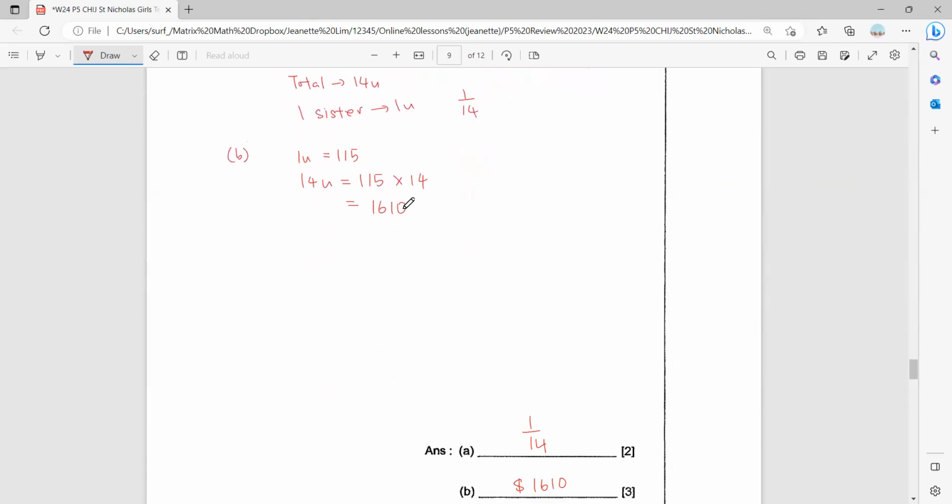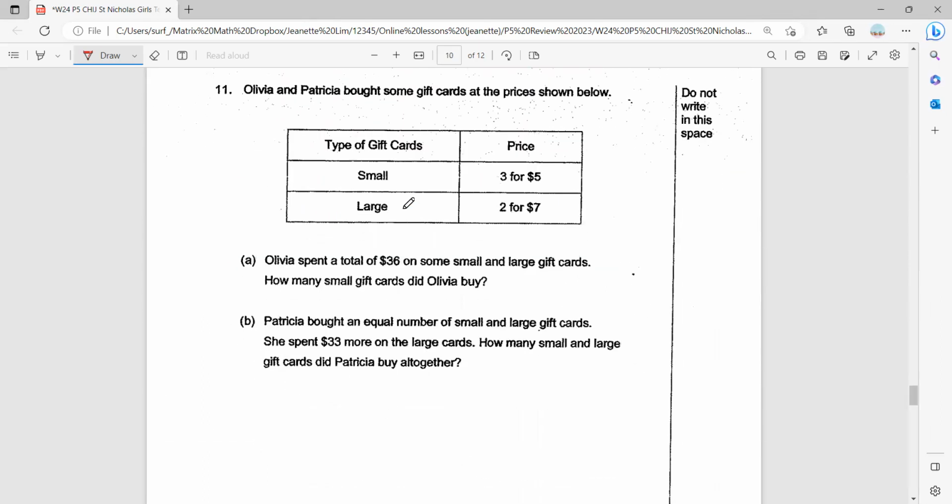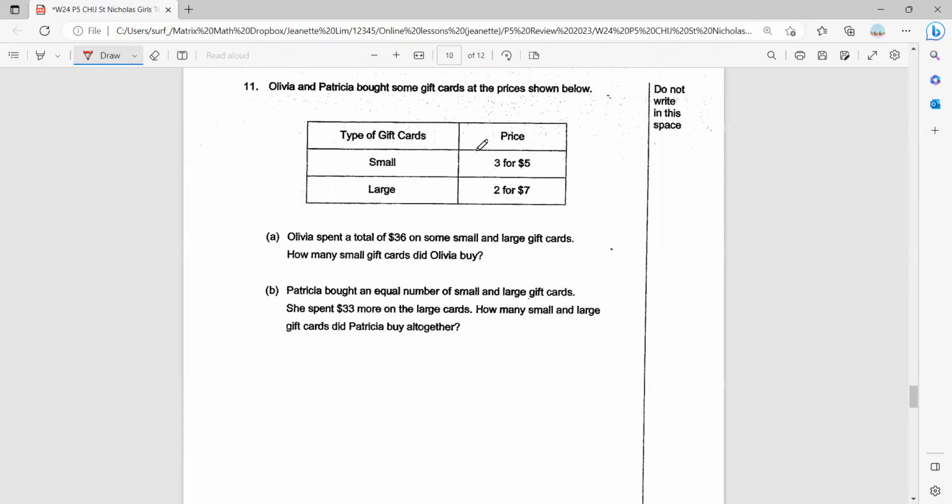Okay, last question, 11. Olivia and Patricia bought some gift cards at the prices shown below. So the small gift cards are sold at 3 for $5. The large ones are at 2 for $7. Olivia spent a total of $36 on some small and large gift cards. How many small gift cards did Olivia buy?